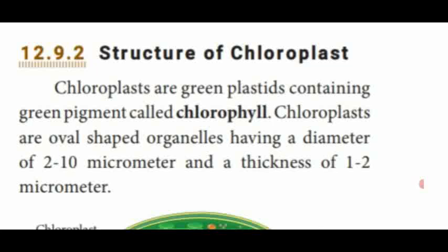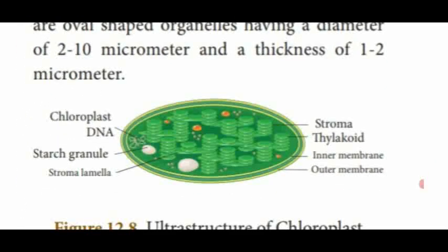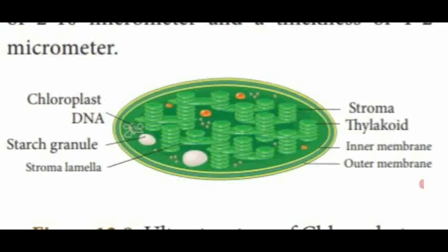Dear students, chloroplast is the green plastid containing the green color pigment called chlorophyll. The shape of the chloroplast is oval. The size of the chloroplast is 2 to 10 micrometer in diameter, and the thickness of the chloroplast is 1 to 2 micrometer. This is the structure of chloroplast.